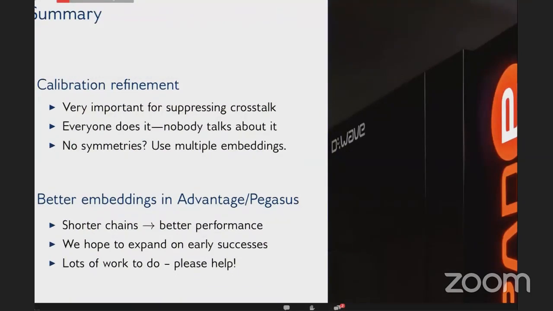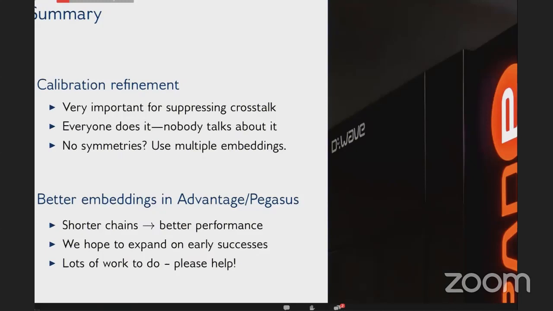I've used the fullerene example, which is a nice non-bipartite system that you can study in the Advantage processor to demonstrate some very basic and important calibration refinement methods that are really essential to getting good results out of simulation of highly degenerate systems. It's really important for suppressing crosstalk, and it's something that everybody does and nobody talks about. So it's time to be open with each other and talk about how to get the best results here.